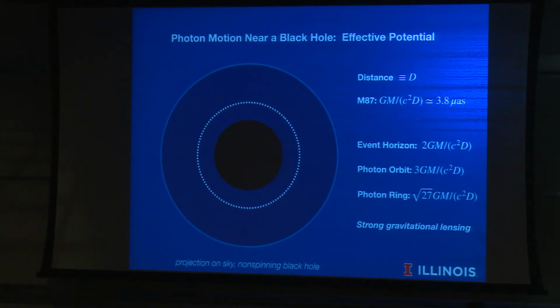So that's the basics on orbits around black holes. There is an innermost stable circular orbit, which actually projects onto the sky out here. There's the event horizon at 2GM over c squared for a non-rotating black hole, the photon ring, this critical curve.